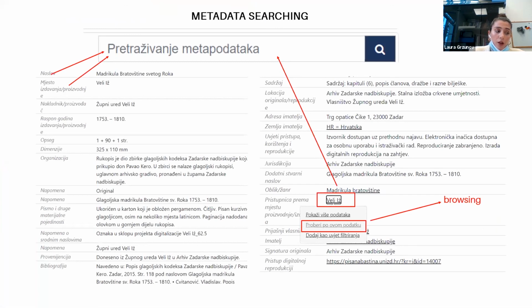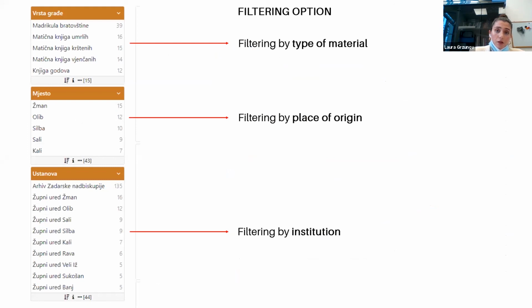On the Written Heritage portal, scientists have the opportunity to search two catalogs according to the metadata with which the manuscripts and watermarks are described. But when they find a particular manuscript through its description, they also have the option of browsing by place, which allows them to view all manuscripts originating from the selected place. They can also browse manuscripts by form and genre. In addition, there is a filtering option on the portal. A scientist searching the catalog can filter by type of material, by place of origin, and by institution. In this way, they can discover new manuscripts that might be useful for their research.